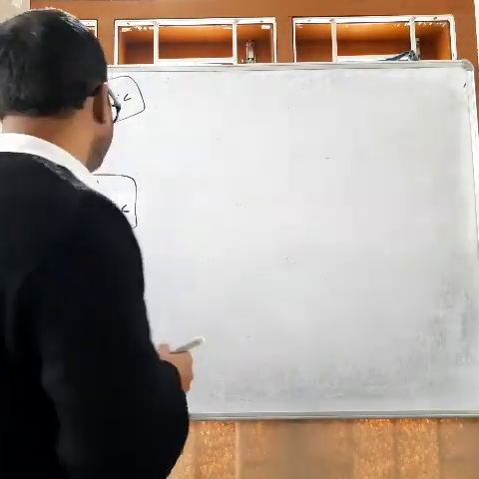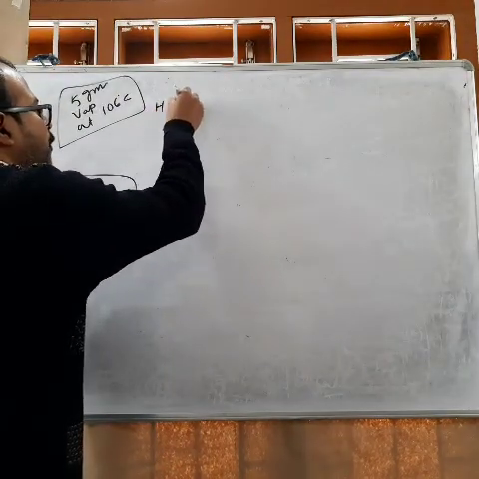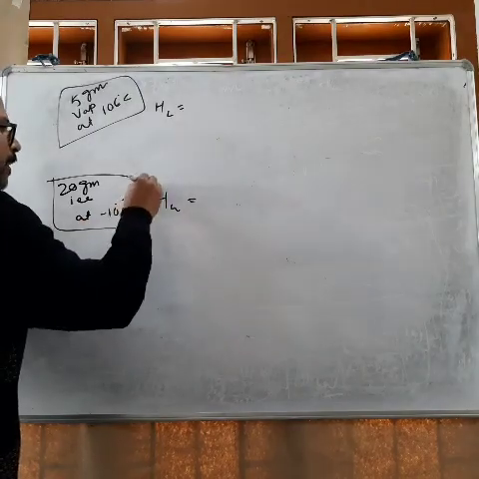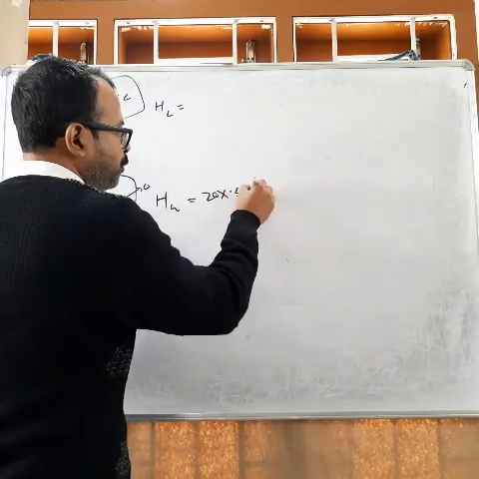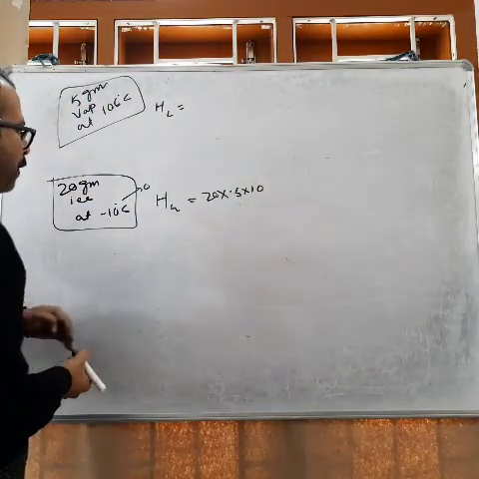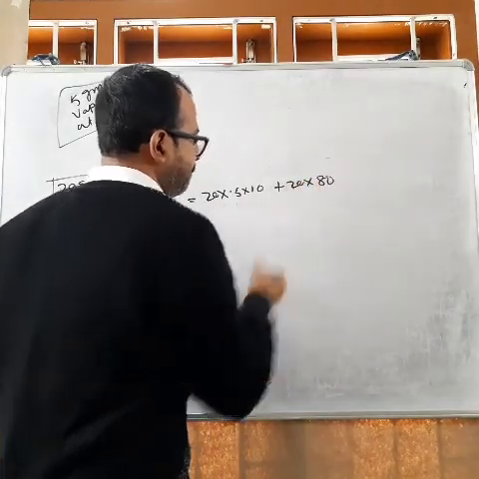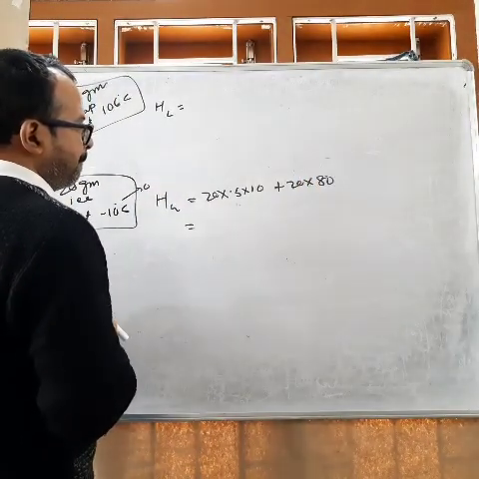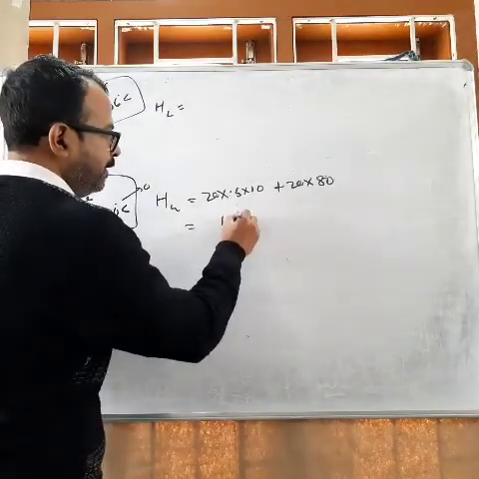Before you do any calculation, you should always identify the possibility. I am looking at heat loss and heat gain. This ice, if you heat to 0 degrees C, then 20 into 0.5 into 10. If you want to melt it, amount of heat required is 20 into 80. Let me do rough calculation. It is 100.